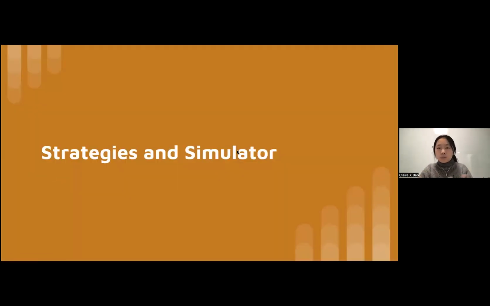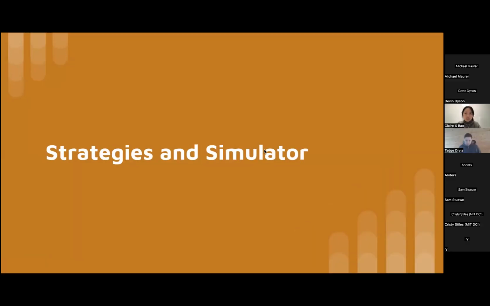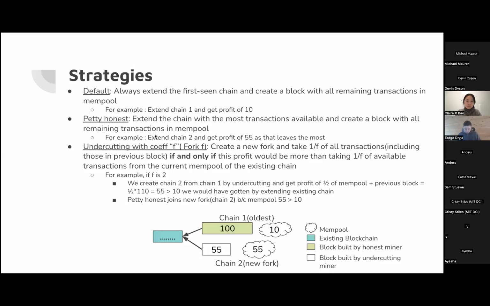So now I'll talk a bit about the mining strategies that different miners can take, including undercutting attacks, as well as the simulator that we built to model them and compare them. So the first type of mining strategy is just a default honest miner. If everyone was default, everything would be great. The default miner would always extend the oldest or the first seen chain and create a block with all the remaining transactions in the mempool.